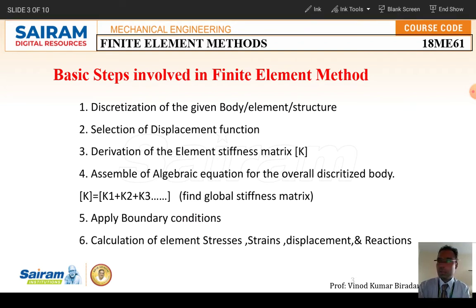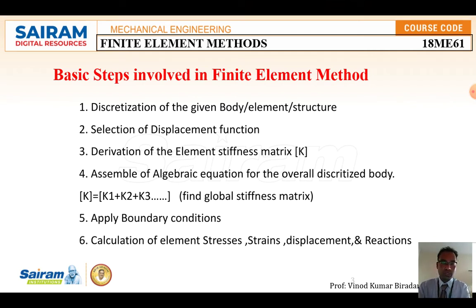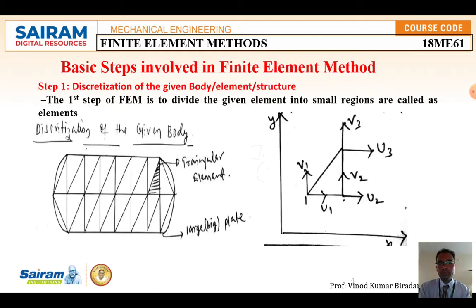Let us understand one by one: what we mean by the discretization process, the selection of the displacement function, and the derivation of the element stiffness matrix, shortly called ESM, which is denoted by matrix K. The fourth step is assembling the algebraic equations for the overall discretized body, with the help of a formula. The fifth is applying boundary conditions to calculate, in the last step, the stress, strain, displacement and reaction.